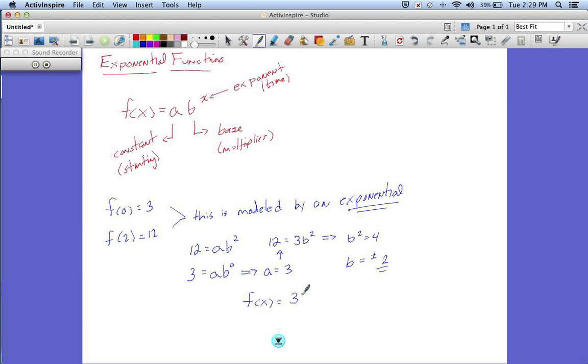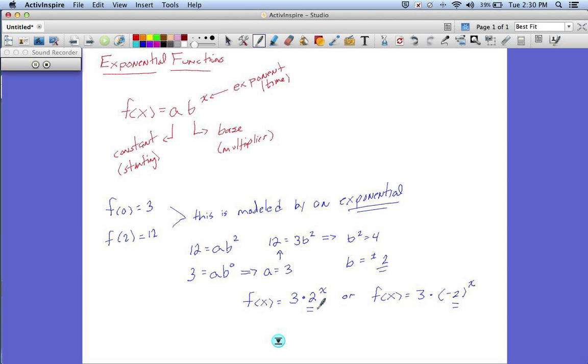A is 3, that's locked in. Is it 3 times 2 to the x, or is it 3 times negative 2 to the x? Both are correct answers. One alone is partially correct, but not full credit. You need to make sure you know it could be either or. You'll have this situation when you have an even exponent and you take that root, you'll get that plus or minus.